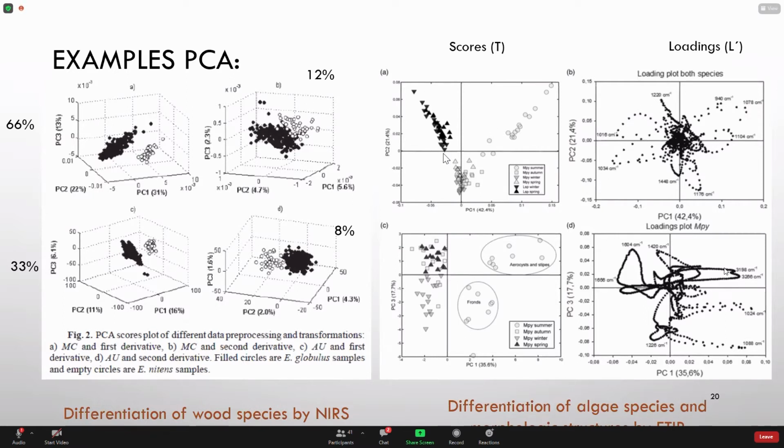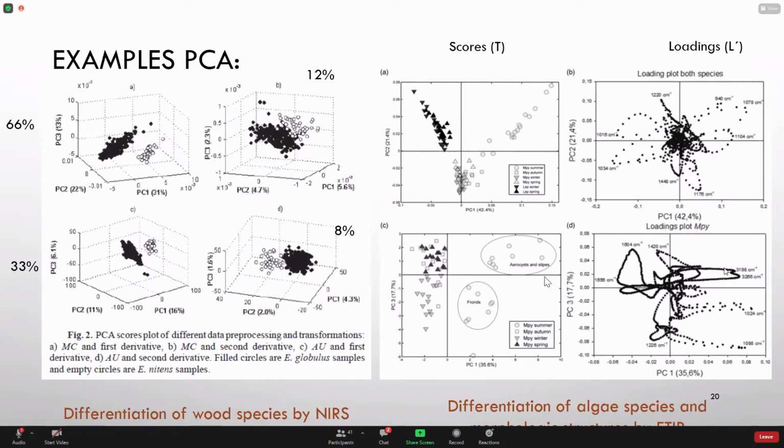How can I do this interpretation? For example, these bands assigned to carbohydrates are related to these samples, and this band, and this band, and this band to these samples. And the group here is principally described by this band, okay? So we can make an interpretation of what is responsible for the separation.